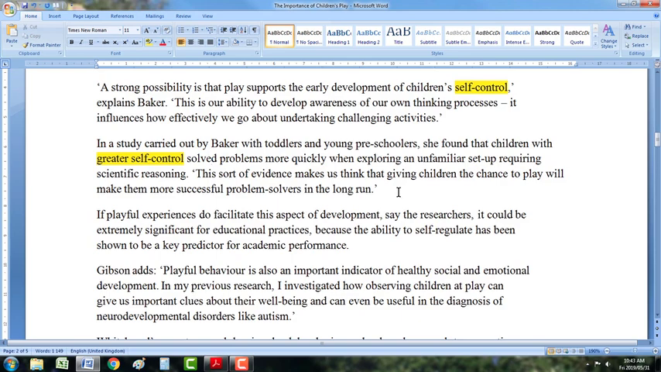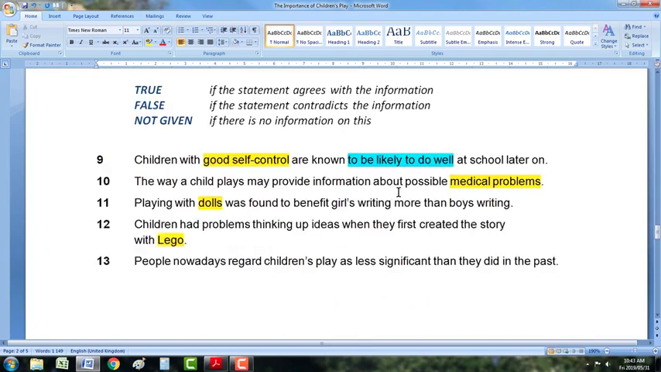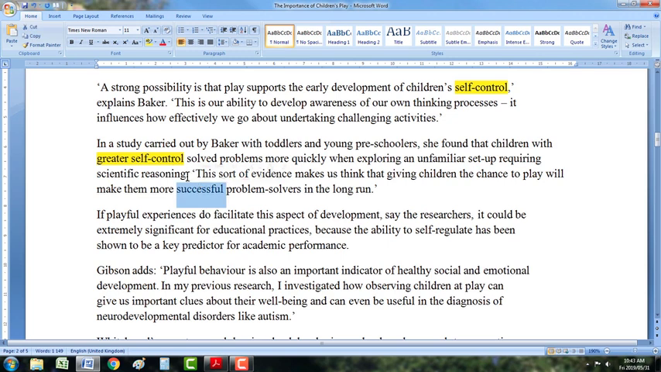And can you see it? And then we're also looking for at school or later on. So do well is over there, and later on is over there. So they don't actually mention school. It's just understood that in the long run means at school. Later on is at school. They don't actually mention likely, but there is a paraphrase for likely, and it's that. It's a very difficult paraphrase. Makes us think that. If we think something will happen, then it means it's likely it will happen.